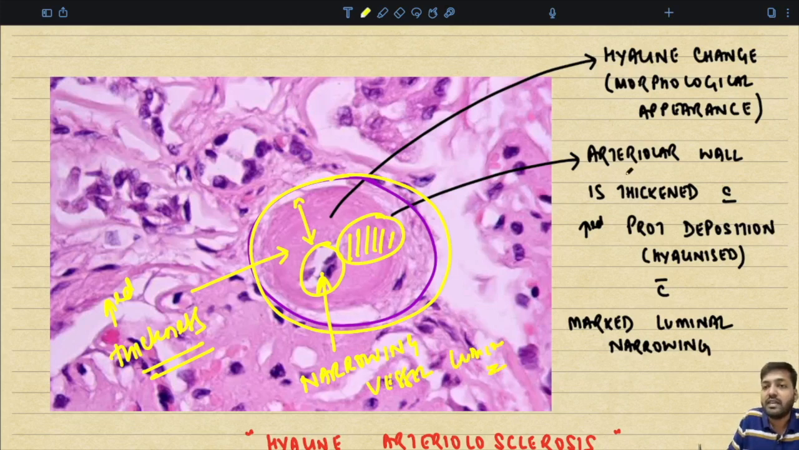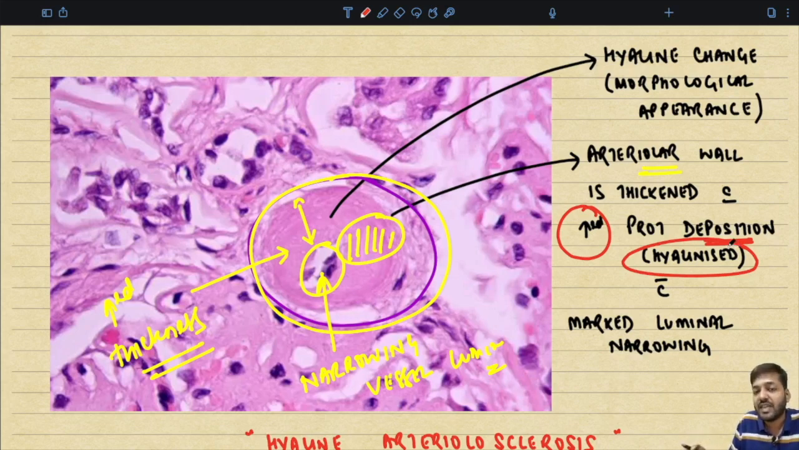So basically over here, the arteriolar wall is thickened because of excessive amount of protein deposition. That is why we are saying it is hyalinized. Hyalinized means it is a morphological appearance. Any amorphous pinkish appearance is called a hyaline change, and because of that there is a marked luminal narrowing. This is called hyaline arteriosclerosis, and it is seen in elderly patients with normotensive or hypertensive blood pressure, and it is much more pronounced and much more severe in diabetic patients and hypertensive patients. So it is the classical finding seen in these patients.